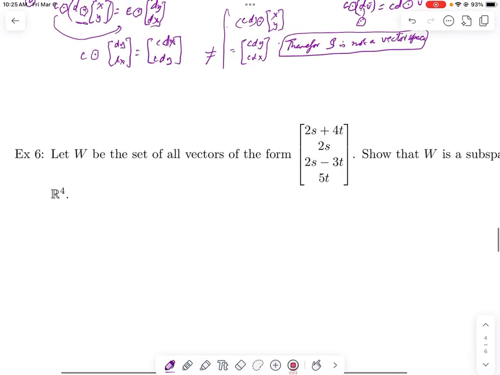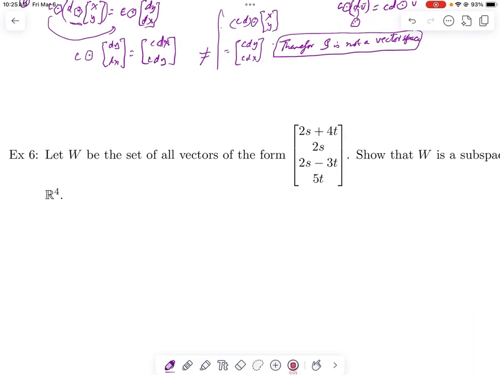The next example says let W be the set of all vectors of the form given here. Show that W is a subspace of R4. Now, if you recall, we have seen this type of problem before. You come across this type of vector when we are solving a system of linear equations, and if we get free variables in our solution, then we end up getting a solution like this.